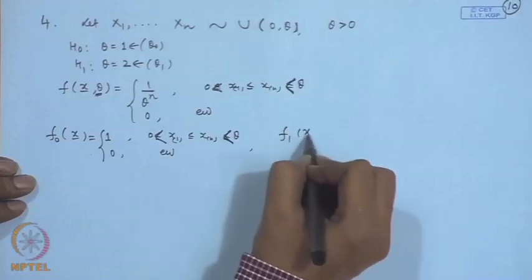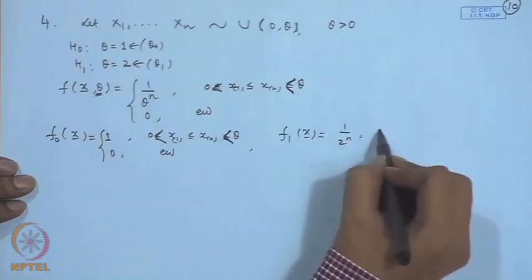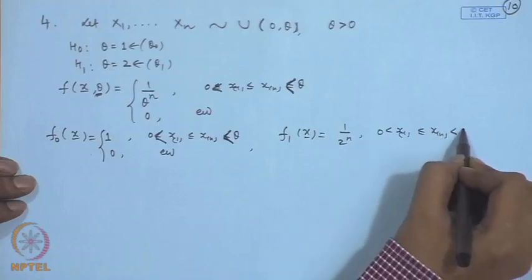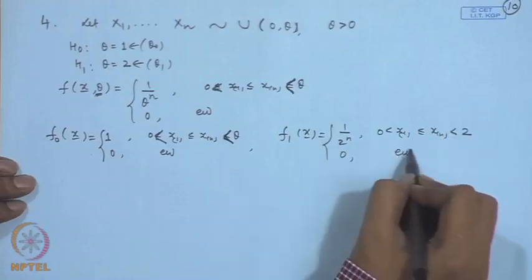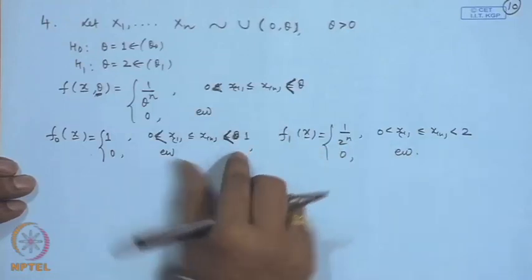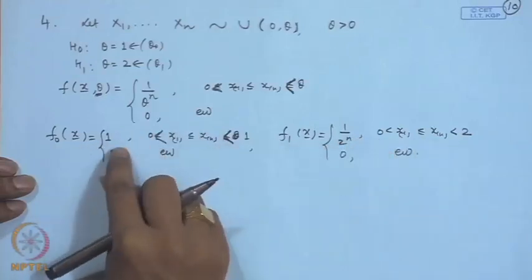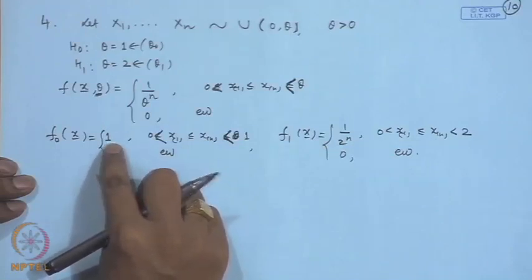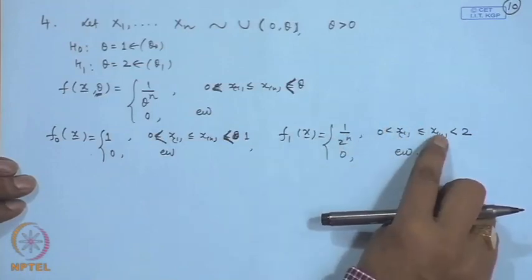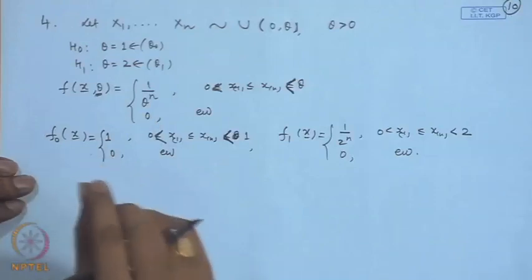Similarly, if we consider f 1, then under f 1 theta is equal to 2. So, it will become 1 by 2 to the power n, for 0 less than x 1 less than or equal to x n less than 2, and it is equal to 0 otherwise. I was mentioning here that the range where the two densities are positive is not the same. Here you can see this density is positive for 0 to 1 and this density is positive for 0 to 2. So, let us look at the various cases of f 1 and f naught.